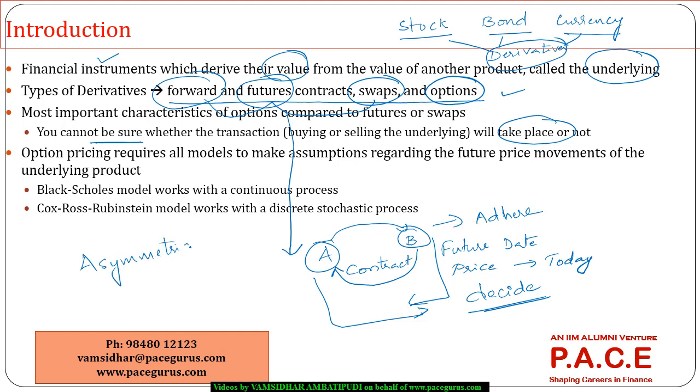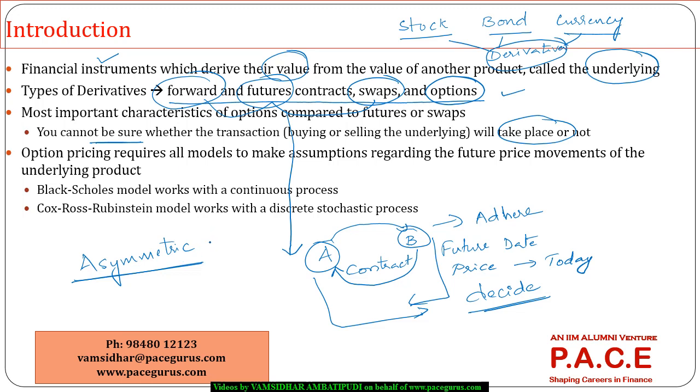For only one of the parties is it mandatory to adhere to the contract, whereas the second party can very well decide whether they want to get into the contract, whether they want to continue with the contract or whether they want to exit out of the contract. So only for one party it is mandatory to adhere, whereas for the other party it is more and more optional.